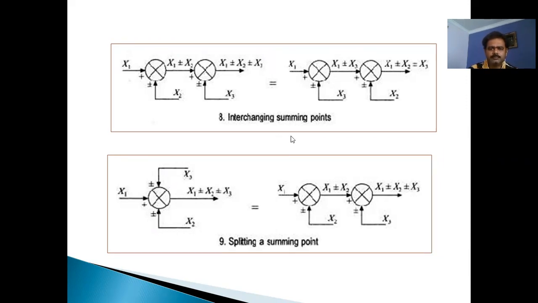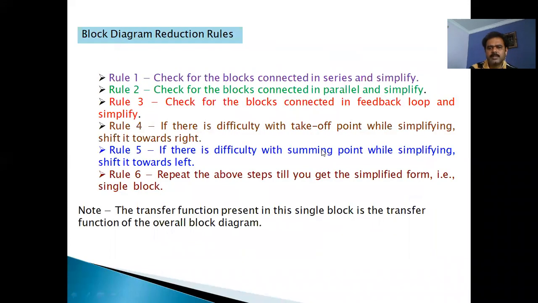So have you written? Interchanging of summing point, splitting summing point. Now we are going to solve one example based on these formulas. These are very, very important formulas. Once we are able to remember up to 6 or 7 formulas, we can solve any complex example. So these are the rules to reduce a complex block diagram.